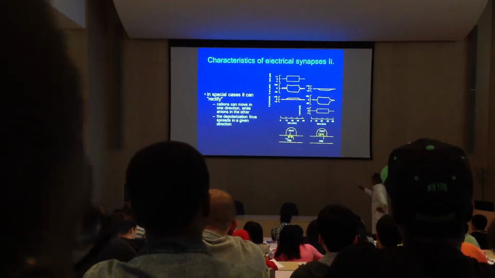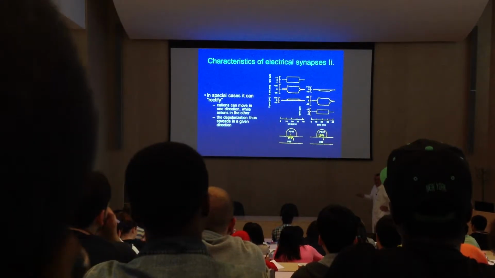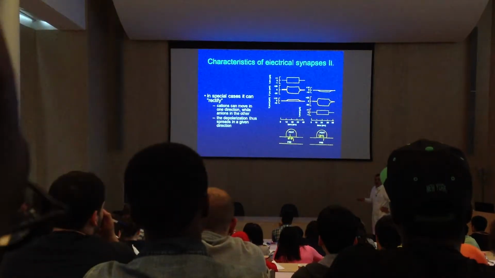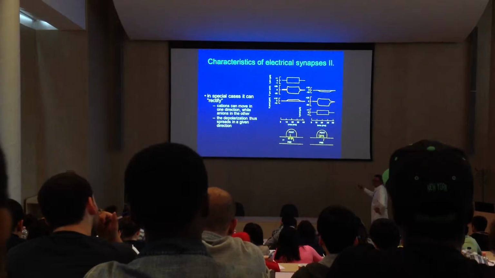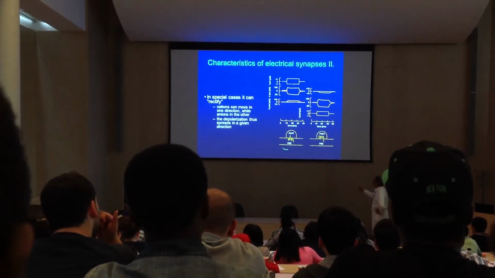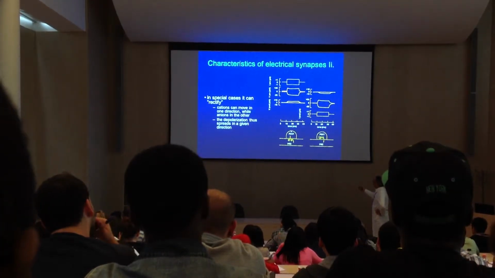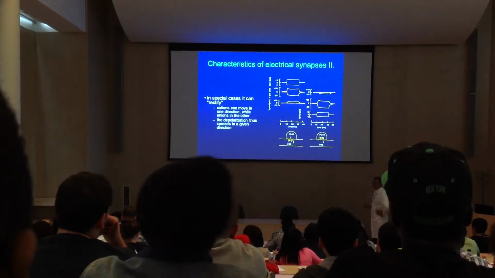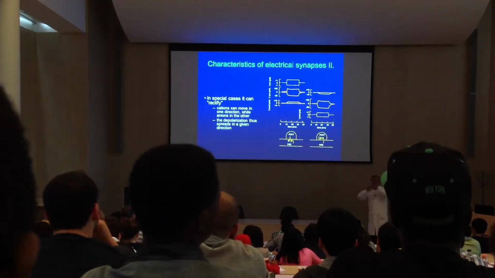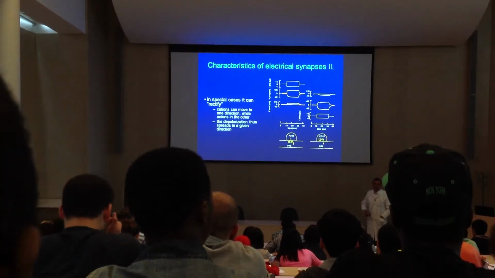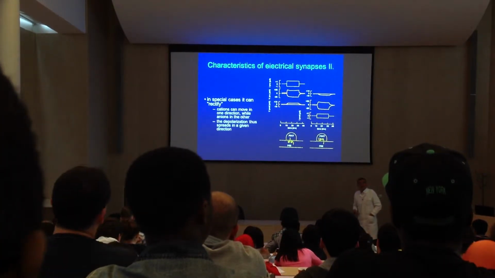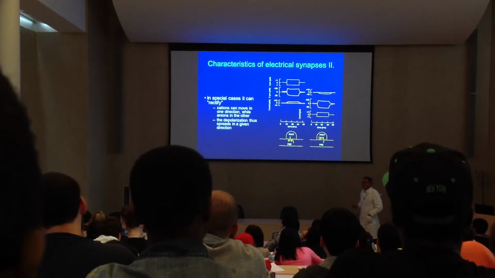This is why I'll call this pre and post, because information in the form of action potential would travel in this direction. This would become activated first, and then this one. So this is pre, and that is post. And that is all I wanted to say about electrical synapses. All the rest of the time that we have, we will spend on chemical synapses.